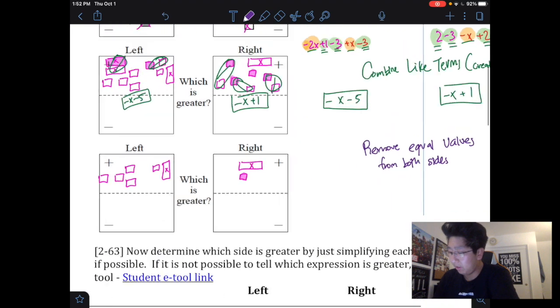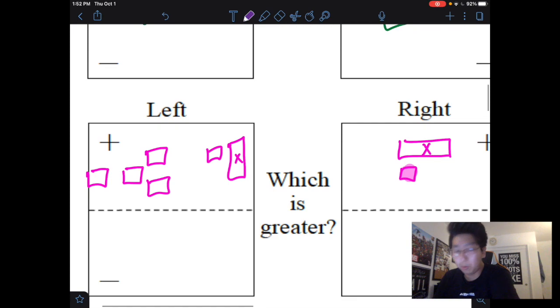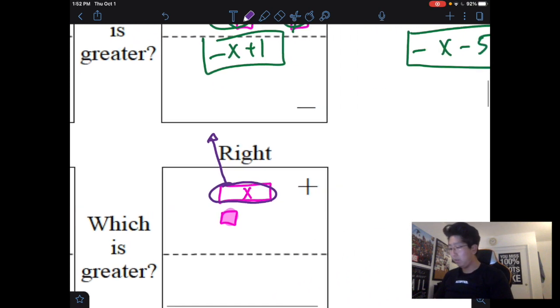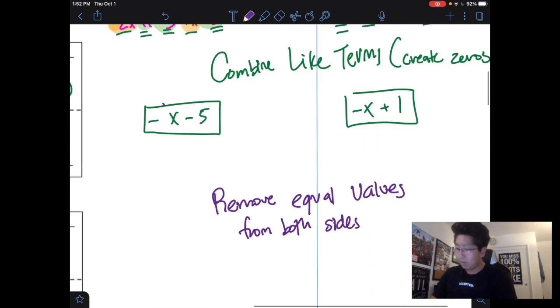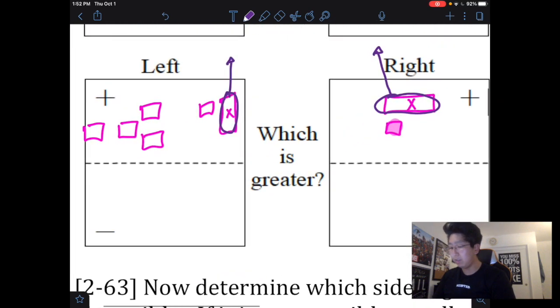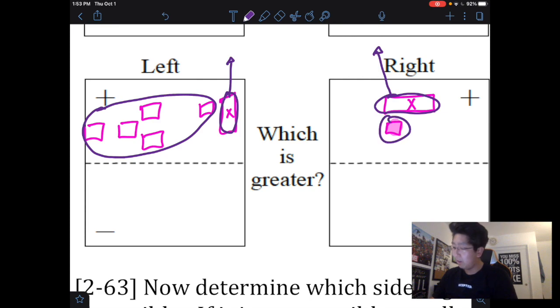Okay, and so here we would say, what do they both have in common? This can go, and this can go, negative x on both sides, and that's it. That's all they have in common. So that's the same thing as saying, take this out, and take this out. And what's remaining? Negative 5 and positive 1. And we could see that there's negative 5 remaining and positive 1.